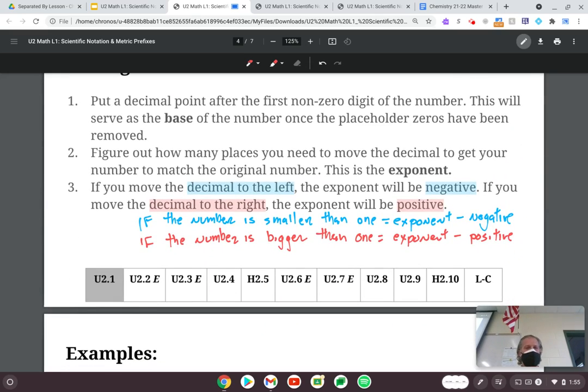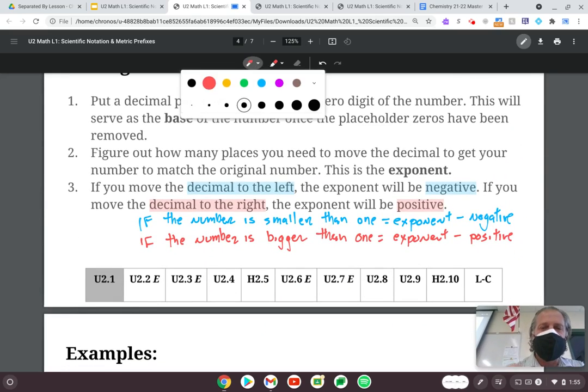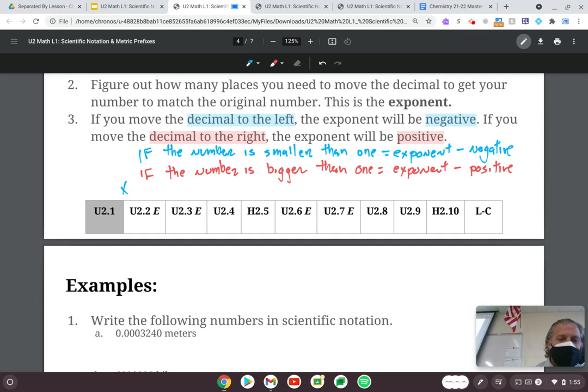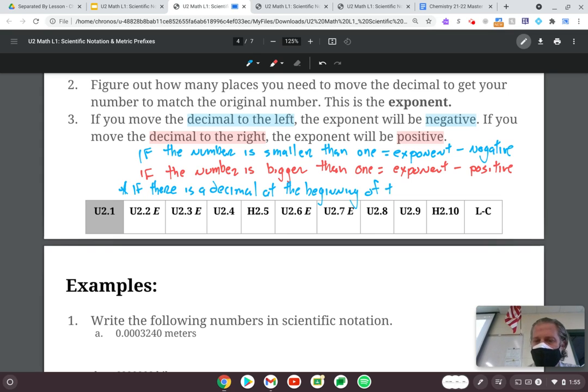Now, somebody in one of my earlier hours also made this observation that I thought was pretty astute. They said, if there's a decimal at the beginning of the number, the exponent is negative.